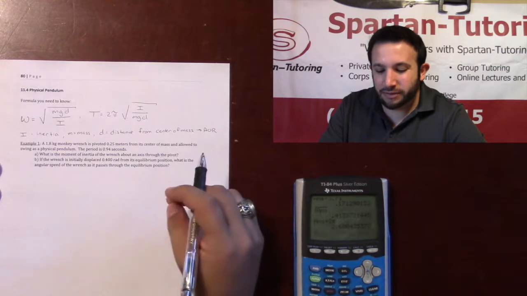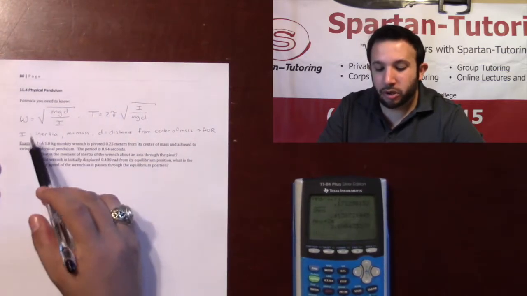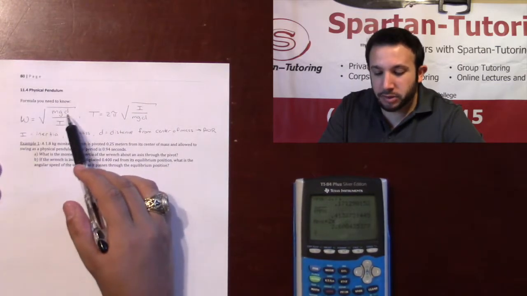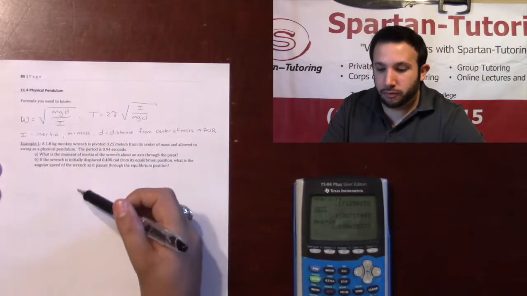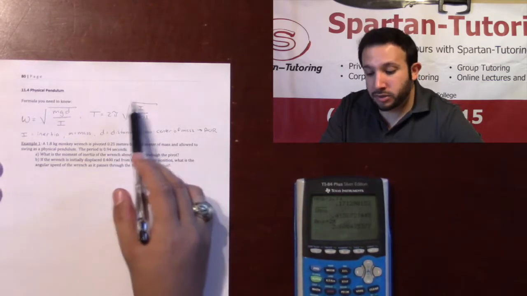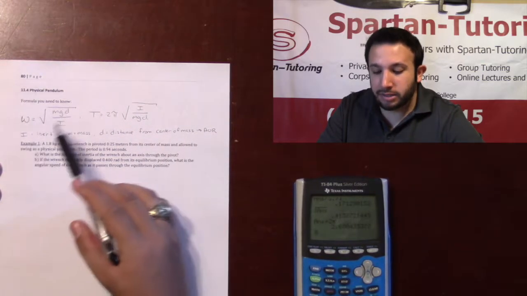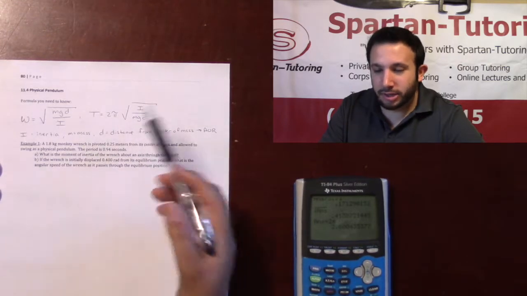Howdy. In this video we're going to talk about a physical pendulum. Now if you remember, the omega of a physical pendulum is the square root of mgd over I, and so since your period is 2 pi over omega, it's going to be 2 pi times the square root of I over mgd.